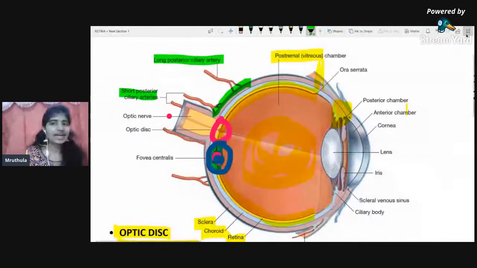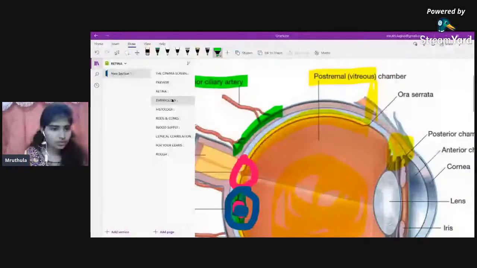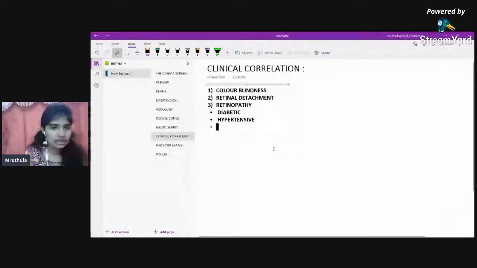That is by means of sinusoids. So what is a sinusoid? Sinusoid is nothing but a cavity which is filled with blood. So the capillaries then later form some sinusoids, and from the sinusoids, the nutrition is supplied to the retinal layers. So regarding blood supply, you need to remember just two things. The outer 1/3 is supplied by ciliary arteries, posterior ciliary artery, and the inner 2/3 is by the central retinal artery.